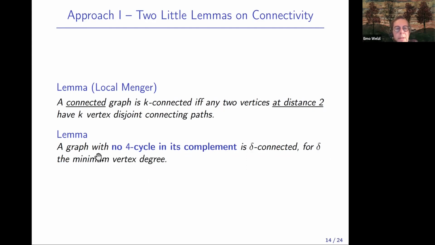Now the nice thing is, if a graph has no four-cycle in its complement, then you get the best possible connectivity. Then immediately you know that the graph is delta-connected, the best you can possibly get. So this looks like a special condition, and so it is, but it happens to be exactly what we need. And again, this is something you can give your students as an exercise, to prove this little lemma. The important thing is the graph has no four-cycle in its complement.